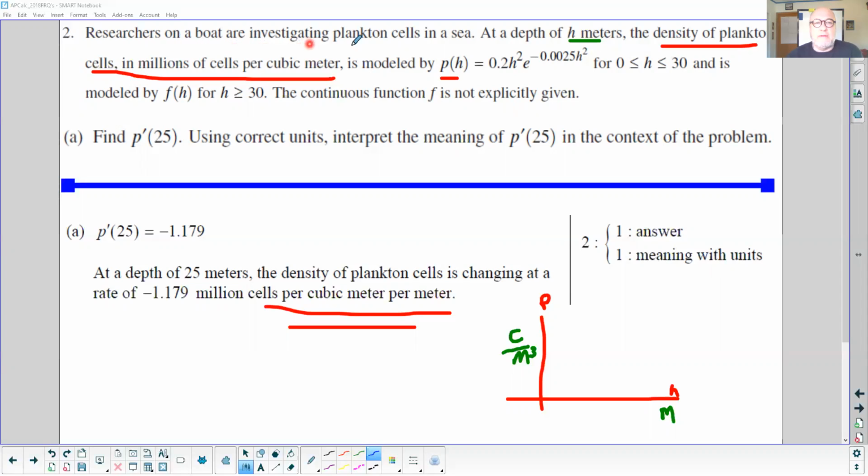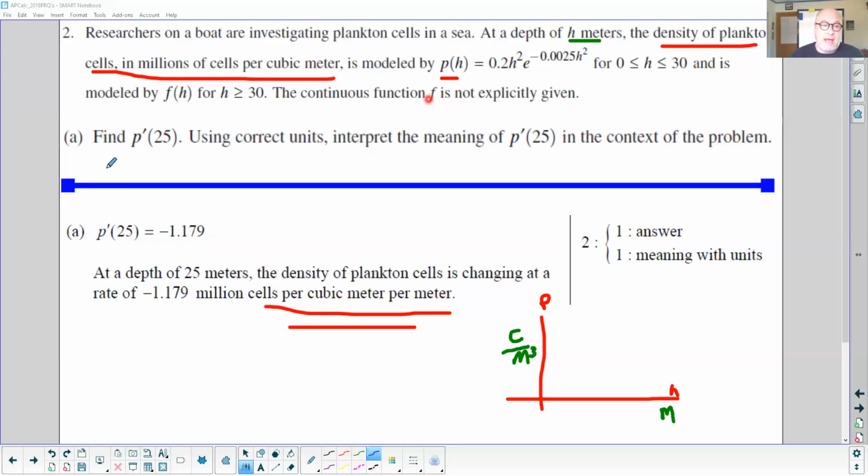Researchers on a boat are investigating plankton cells at sea. At a depth of H meters, the density of plankton cells in millions of cells per cubic meter is modeled by this function. That's only relevant when the H, and what is the H here? The H is the height, the depth that you're in the water in meters. That's only relevant from 0 to 30. Beyond 30, you have to switch functions to F, and F's not really given to you.